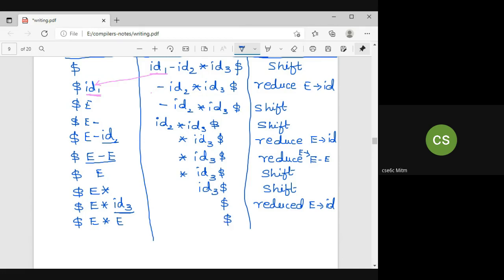Next you have to see if the rightmost substring, or the entire thing, can be reduced with something. We already have a production, isn't it? So this matches the body of the production. What is the body of the production? E goes to E star E. That is the body of the production.